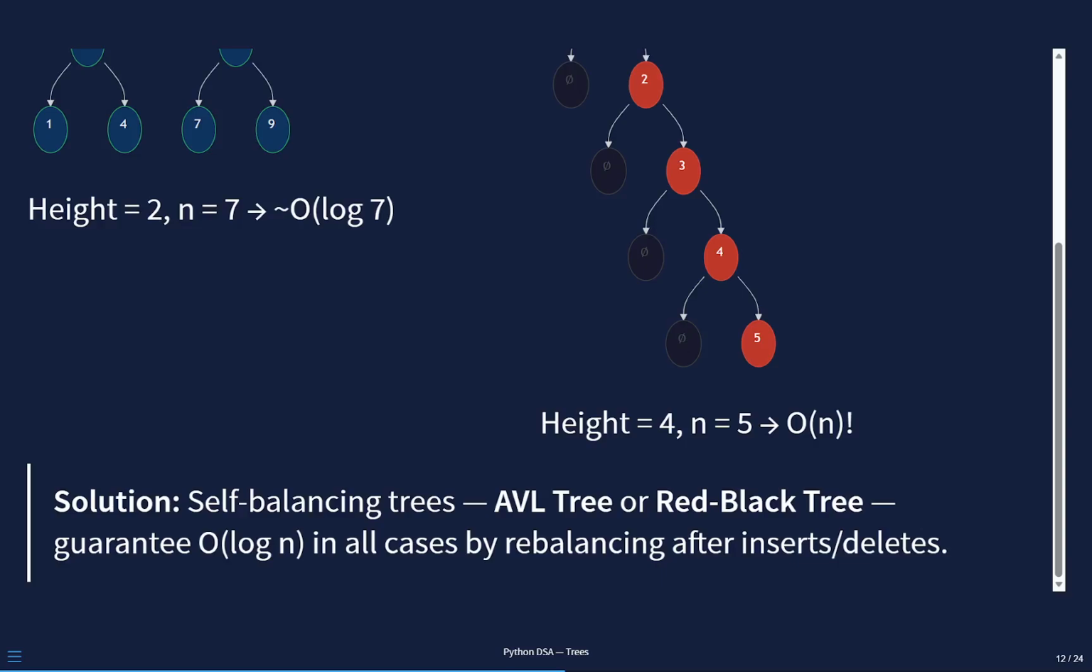AVL trees and red-black trees guarantee O(log n) by automatically restructuring themselves after every insert or delete. Python's sortedcontainers.SortedList uses a different but equally effective approach. We'll look at AVL trees next.